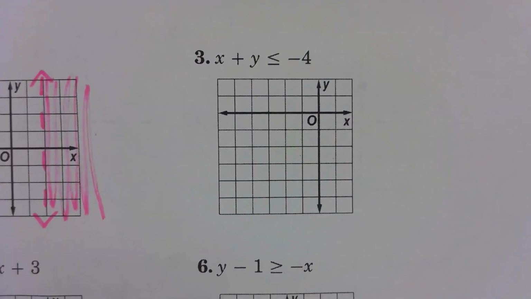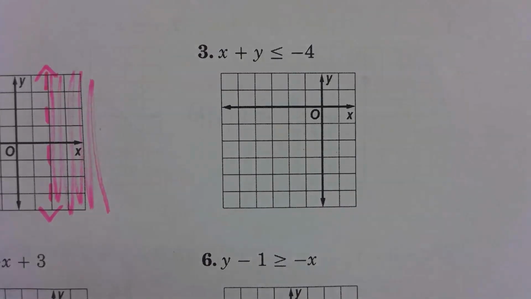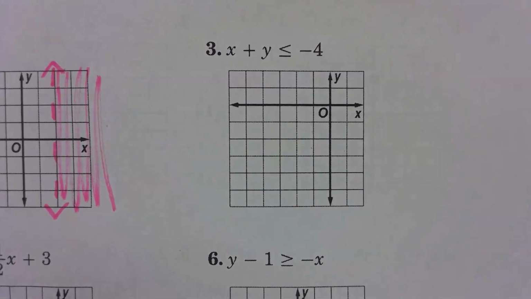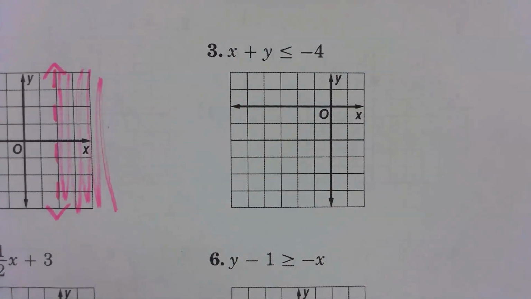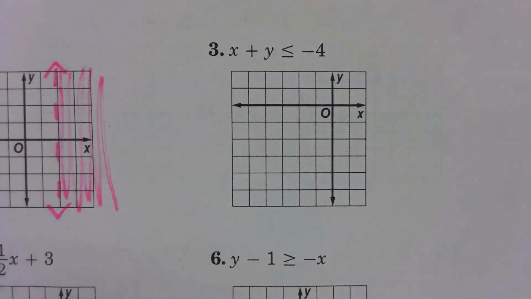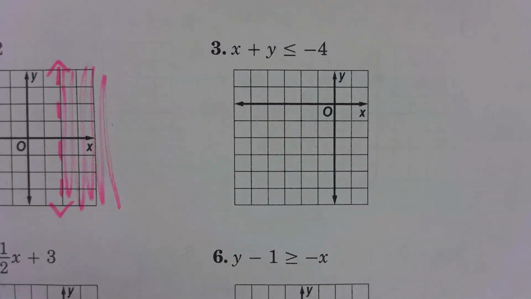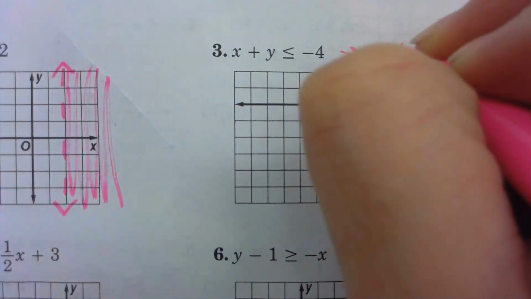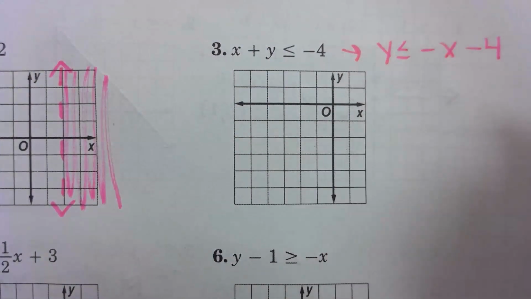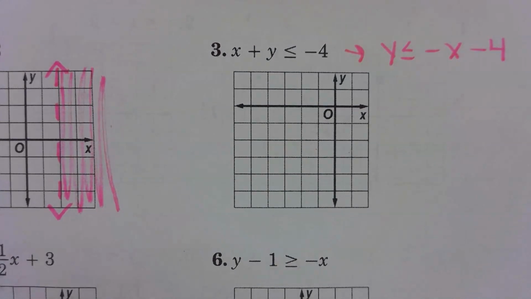Number 3, that equation is in what form? Not the right one. So what's it called when ax plus by are on the left side? Standard form. So we want to get it in slope-intercept form. So what am I going to do? Put the x on the other side. Yep, subtract my x. So subtract x to the other side.